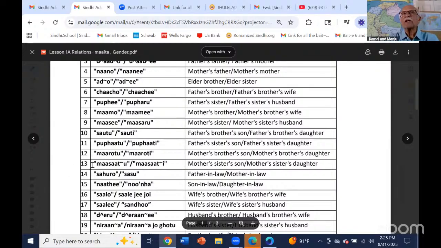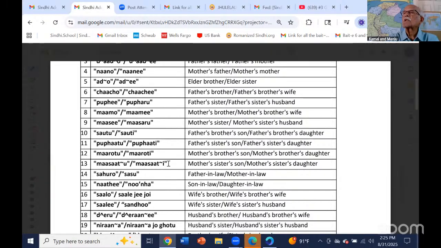Then Masi's children. Masi's son will be Masatu, and the daughter will be Masate. Mukhe hiku Masatu and ba Masatu ain. Mukhe hikka Masate and ba Masata ain. Masatu is masculine. Masate is feminine.